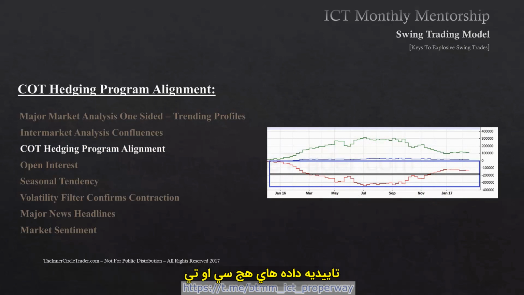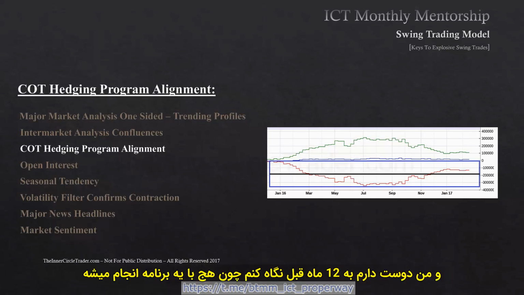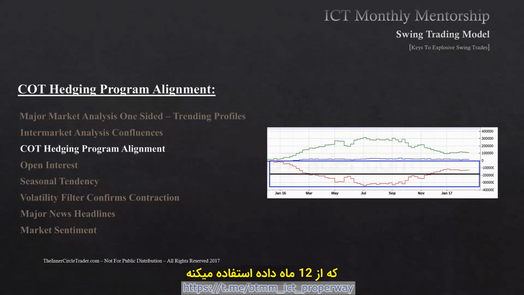COT hedging program alignment. What we look for in this is the last 12 months of the Commitment of Traders report held by the commercials. The commercials are the largest producers or providers of the commodity, and they may manufacture it, they may grow it, they may offer it in terms of a currency, like a bank. That's their commodity, if you will. So they make it available. They're the storehouse of it. And I like to look back over the last 12 months because hedging is usually done over a plan using the last 12 months of data. So what was pricing like in the last 12 months?